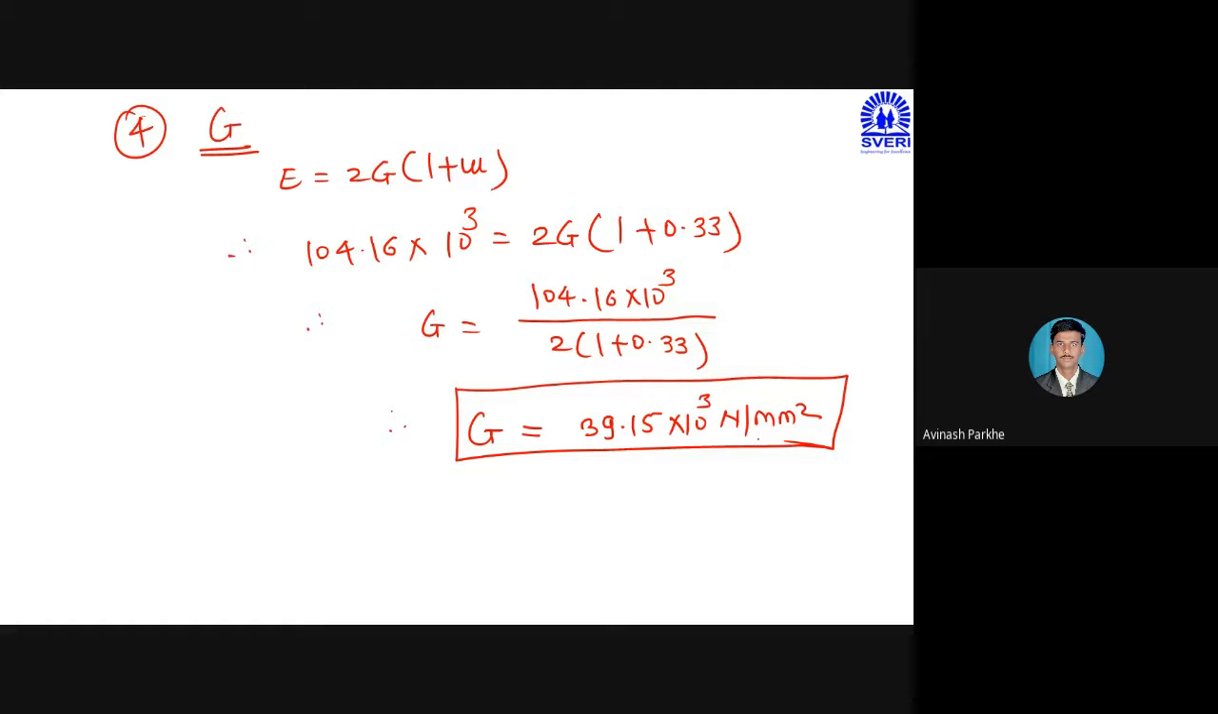Yes, K is equal to 102.11, G is equal to 39.15, multiplied by 10 raised to 3. It is very important, along with their unit, Newton per mm square.